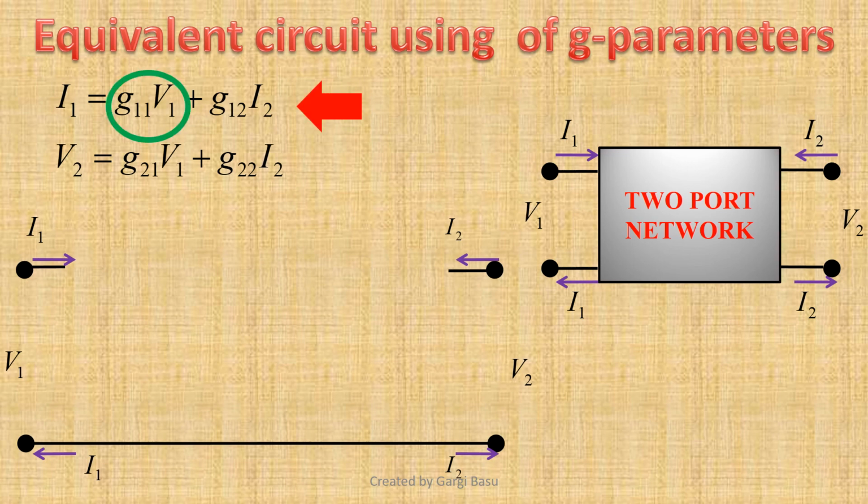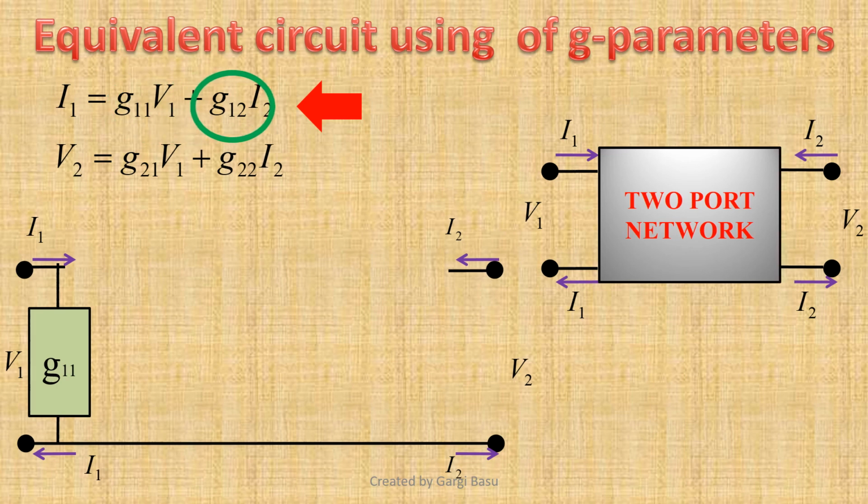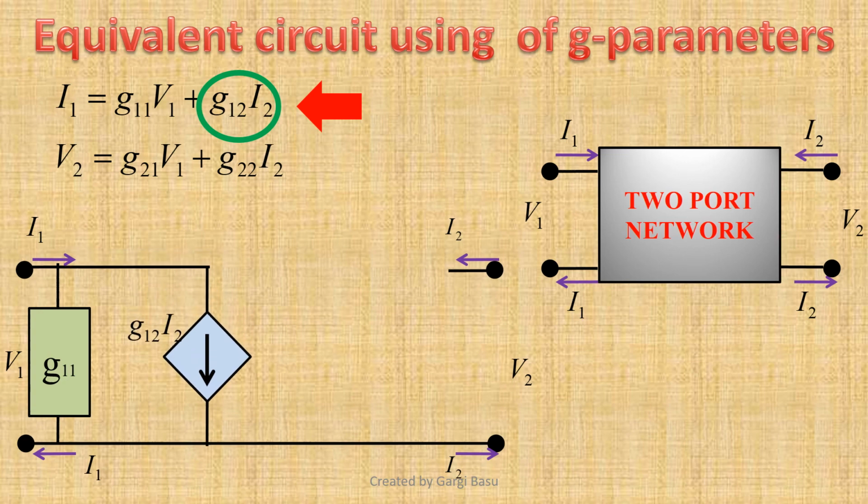The first part is nothing but a current. So, if we connect an admittance G11 at the input port, then we can realize it. Now, if we examine the second part, then we see it is nothing but a controlled current source controlled by the output port current. Therefore, if we draw a current controlled current source G12 I2, we can realize this part. So, the first equation is implemented.